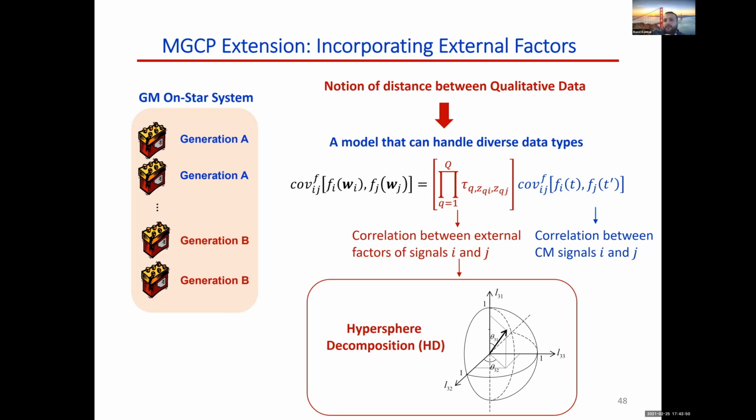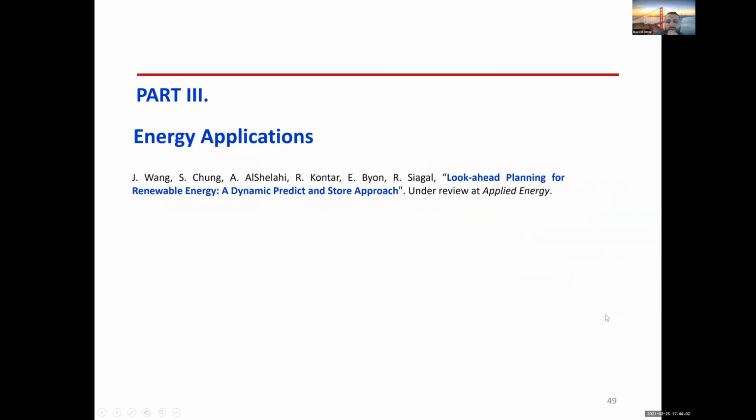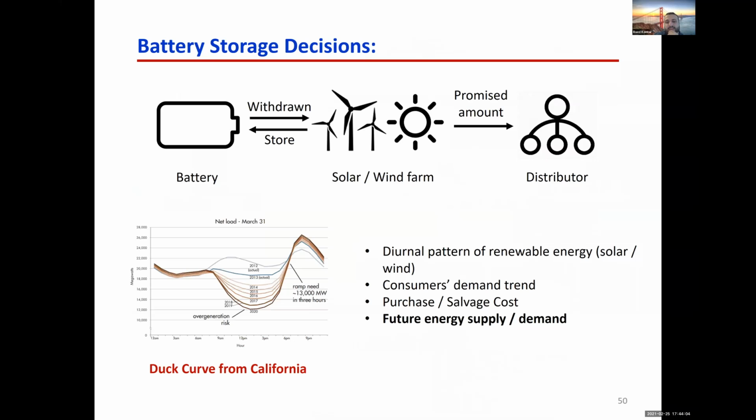We have some data which might be different or unobservable, but we want to leverage this data. We want to leverage this additional information. And basically, we somehow create some distance measure across qualitative features. Most recently in this Internet of Things, I've been working on what we call here battery storage decisions.